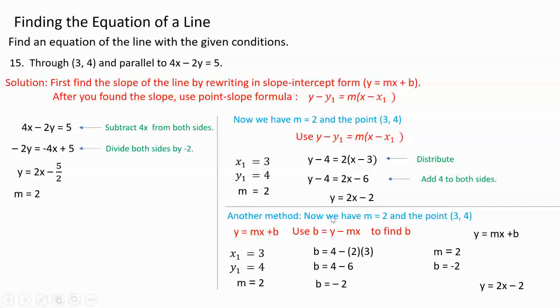Now when you have two ways to find the line parallel to this line, 4x minus 2y equals 5, passing through the point 3, 4.